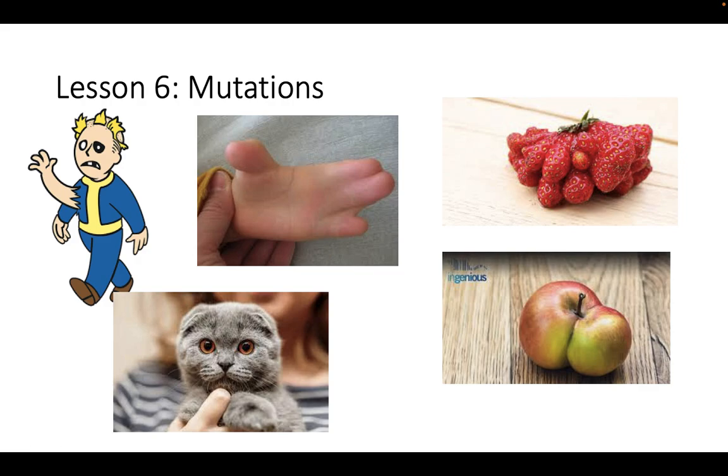Mutations. Now, you have probably come across some mutations and not even realized they were mutations. We've got this guy with an extra arm. That would be a very obvious one. We can get hand and foot malformations.